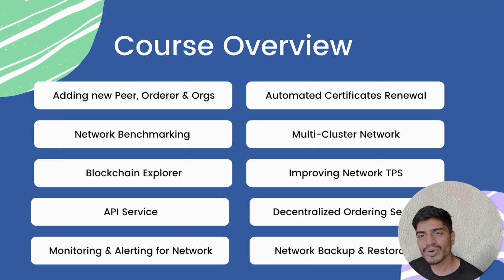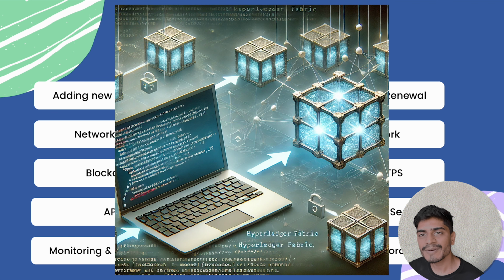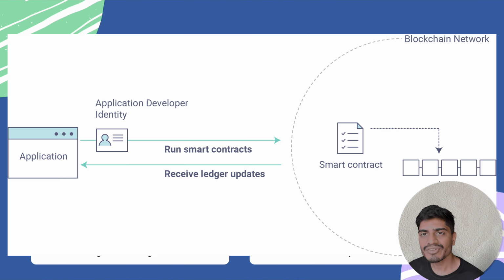Then the next section is towards the API service, and in this particular section we are going to write a client application. This client application we are going to write in Node.js that is going to send transactions to the Fabric network.